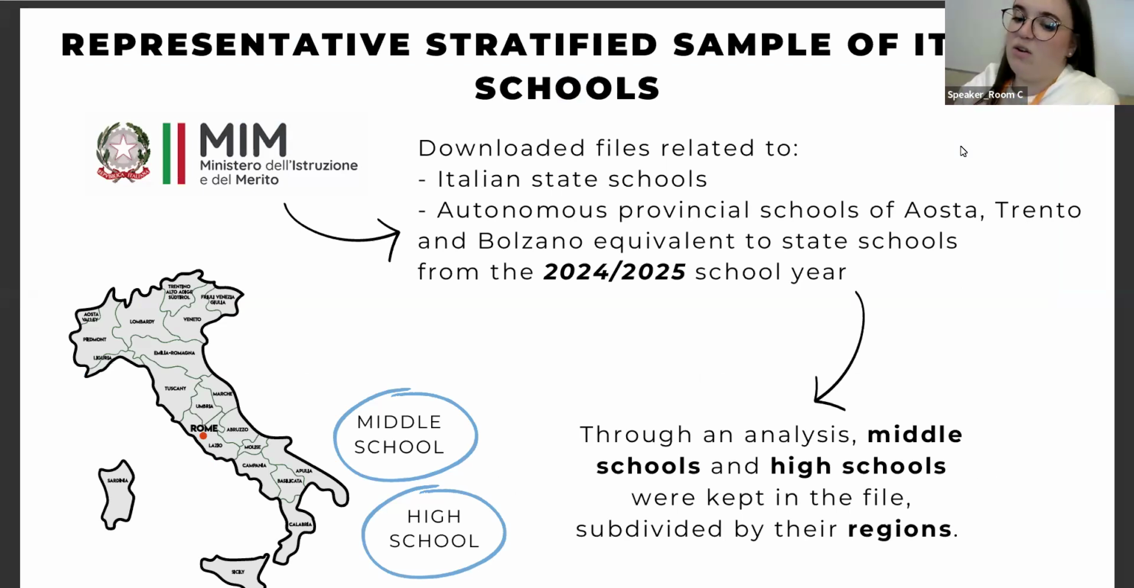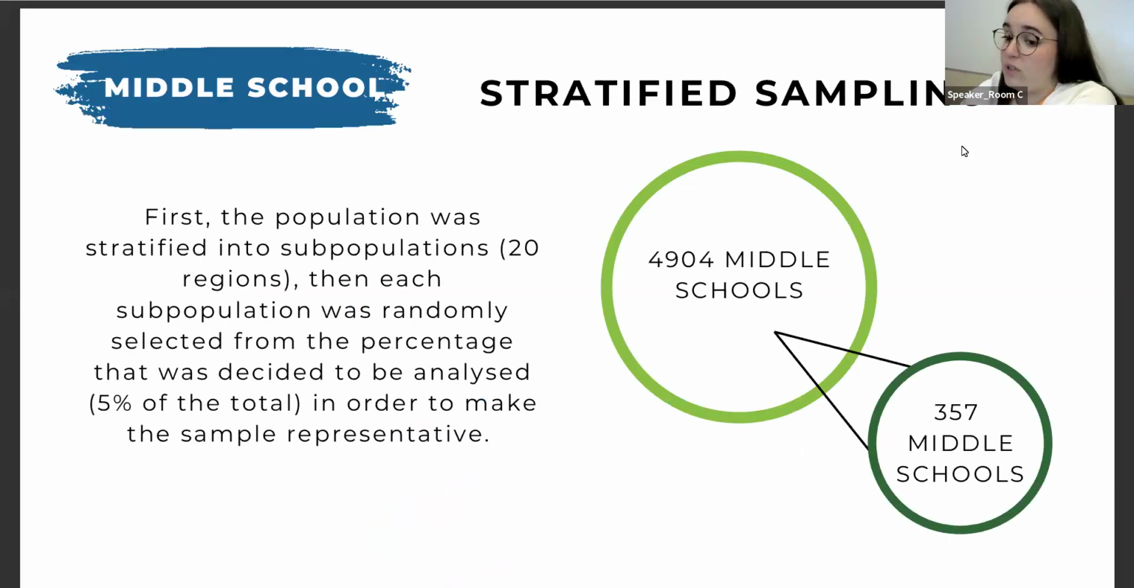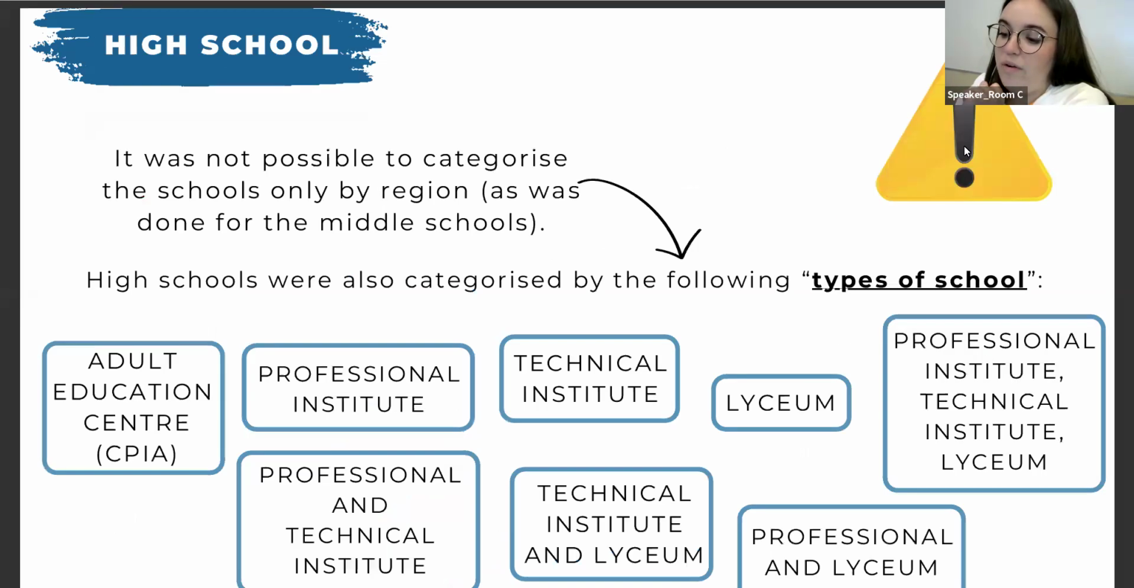We try to create a representative stratified sample of the Italian schools. So we downloaded a file from the Ministry of Education, which included all the schools in Italy: the preschool, the primary school, the secondary, the middle and high schools. But we kept in the file only the middle schools and high schools, subdivided by region. For the middle schools, we analyzed 5% of the total, which means 357 middle schools.